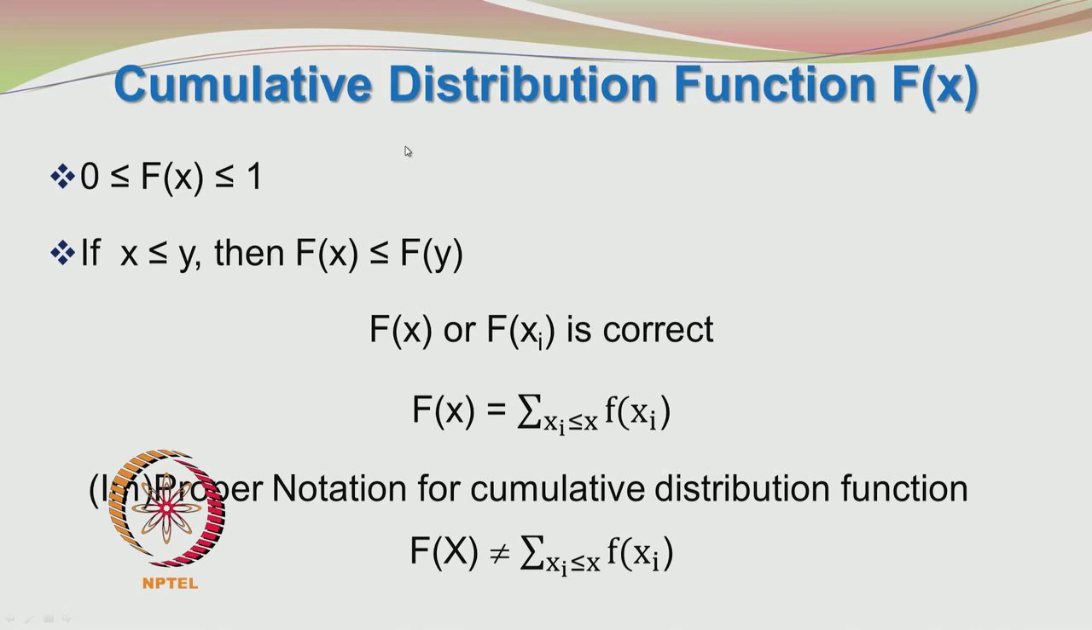Okay. And the cumulative distribution function ranges between 0 to 1. Even though you are adding the probabilities, the maximum value would be equal to 1, because the sum of the probabilities is equal to 1. And if x is less than or equal to y, f of x is less than or equal to f of y. So, you can either write it as f of x or f of xi, but you cannot write f of capital X.